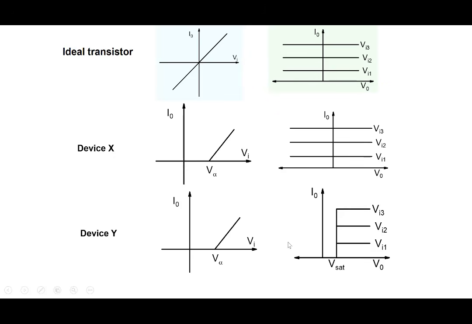So before going to a MOSFET amplifier, let's look at these simplified amplifier designs using a device X, which has only one kind of non-ideality, and then device Y, which has two kinds of non-ideality. And then we'll go on to a real MOSFET. And then the design of an amplifier using a real MOSFET will make a lot more sense. All right, so in this particular lecture, let's concentrate next on how we build an amplifier using a hypothetical transistor with the characteristics given by these two graphs.